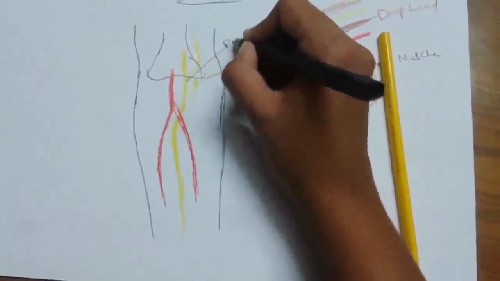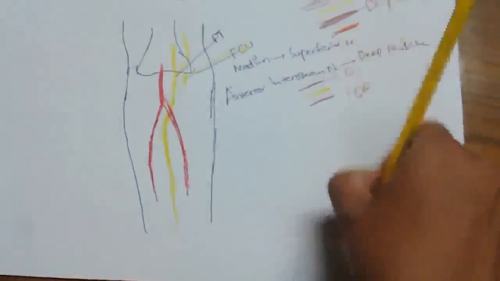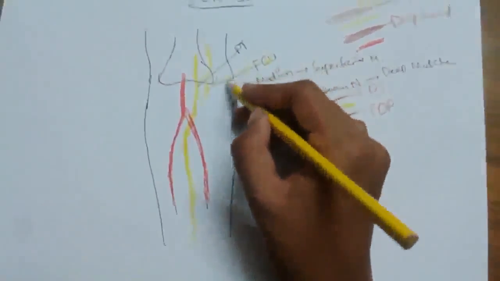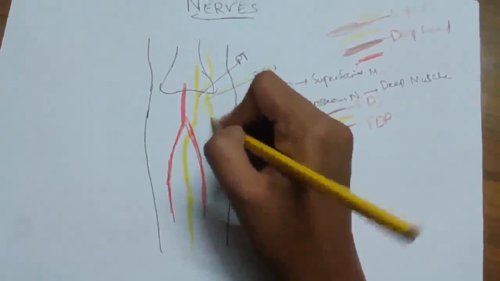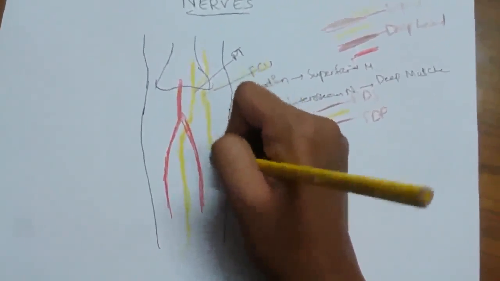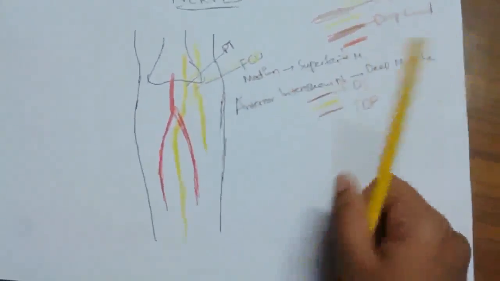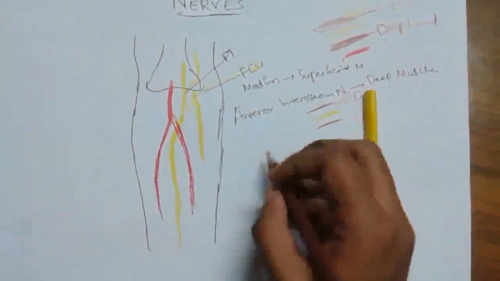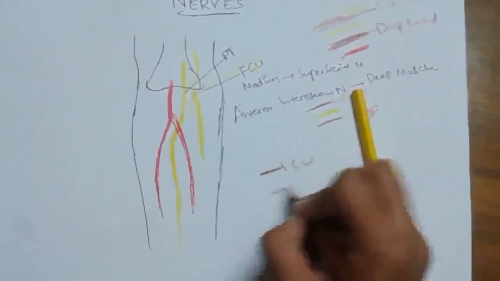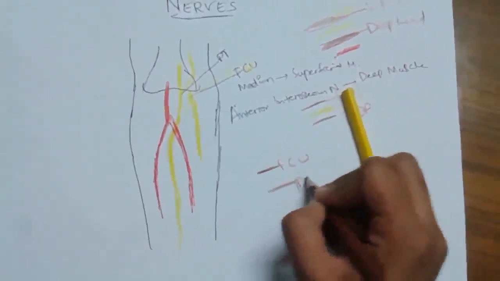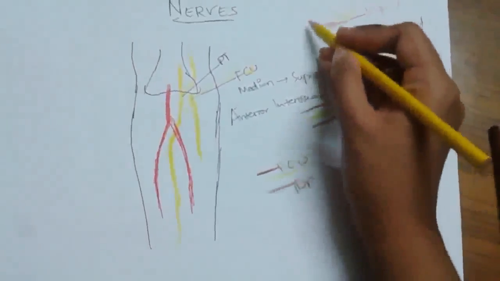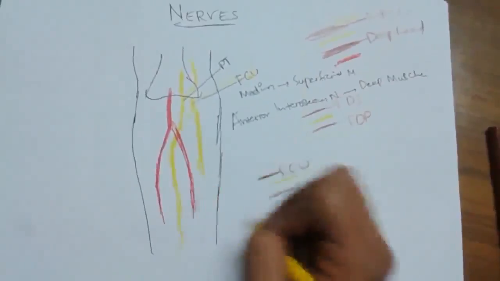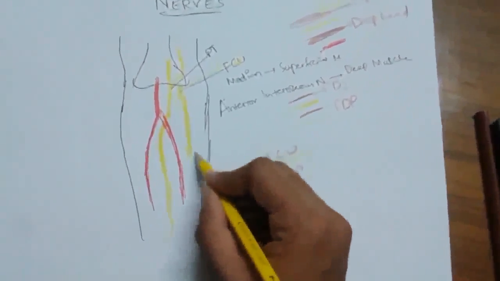Median nerve lies between the two heads of pronator teres. Ulnar nerve lies between two heads of flexor carpi ulnaris. And then while it is running downwards, it runs between flexor carpi ulnaris and flexor digitorum profundus. In the middle there will be ulnar nerve. Both these two are medial nerves. Okay. So it is ulnar nerve.